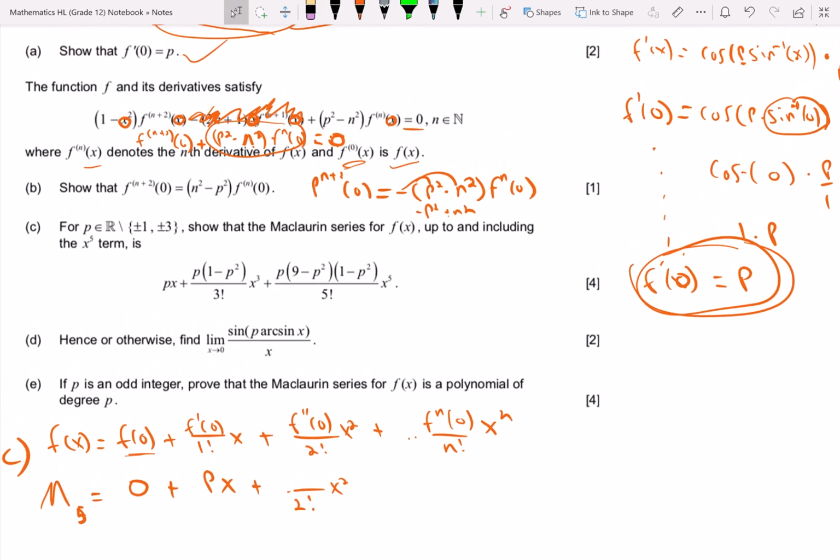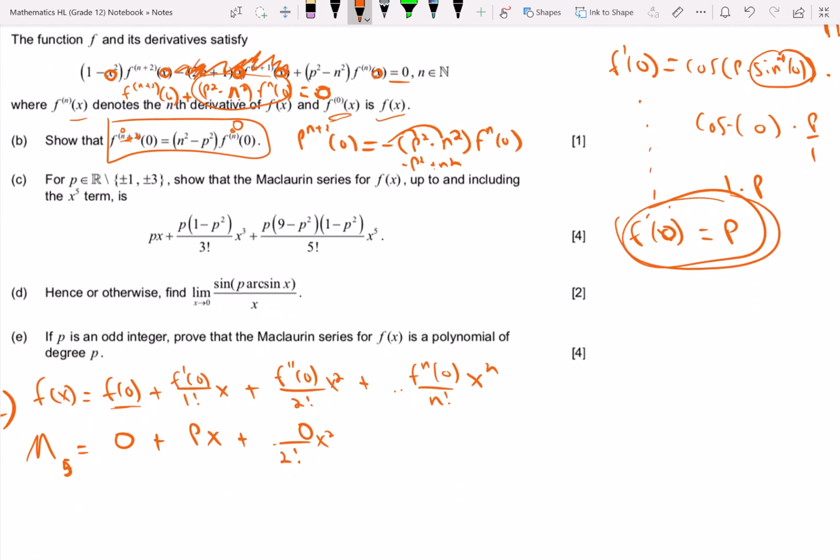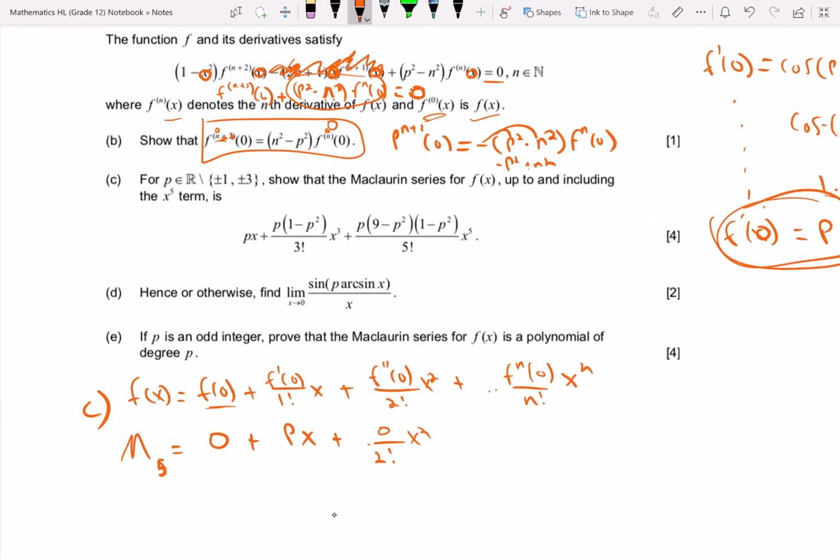Second derivative, that's where we need this guy, right? This one says the two derivatives forward is the same as the derivative before it times n squared minus p squared. So what we know is that the 0 derivative, the original function, was 0. And so 0 times anything is 0. So if this is 0, we also know the second derivative is 0. So this one's just 0 up here. Again, that's because if I plug in 0 here for n, this whole thing turns into 0, right? So that one's going to go away.